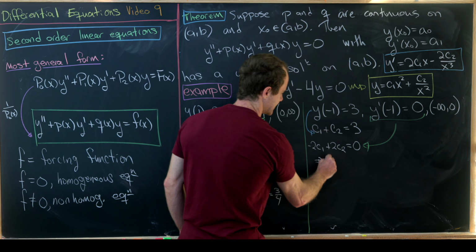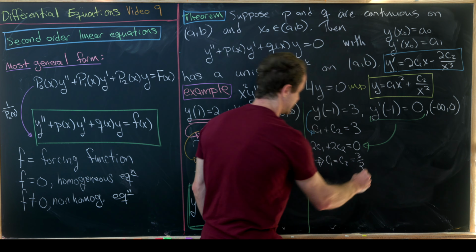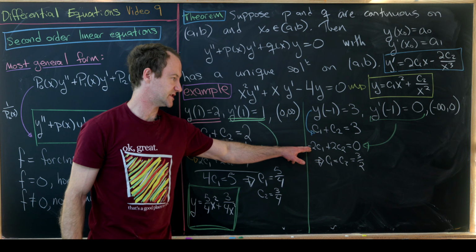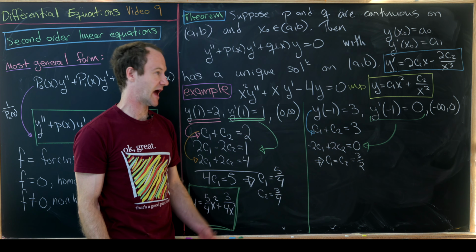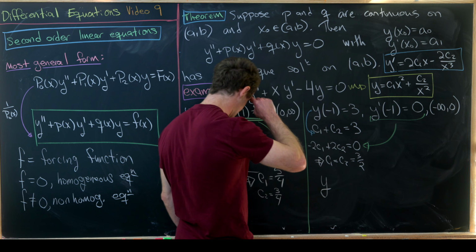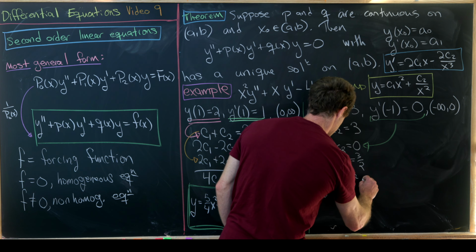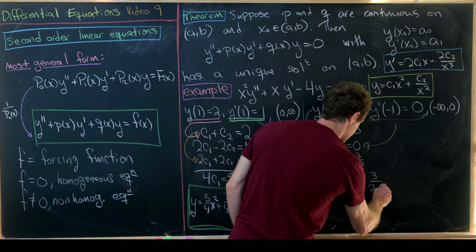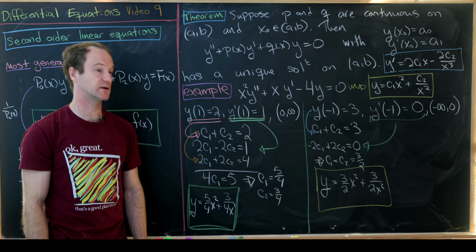But notice that immediately tells us c1 is equal to c2 is equal to 3 over 2. We see that c1 is equal to c2 from this. And then since they add to 3, they both have to be half of 3, or 3 over 2, which tells us in this case, our general solution is 3 over 2x squared plus 3 over 2x squared. Okay, so let's move on and look at some other definitions.